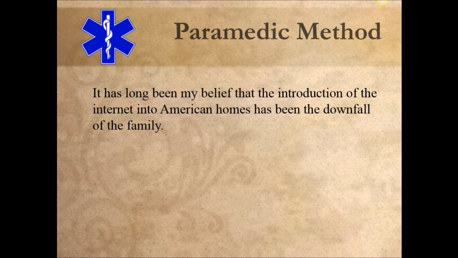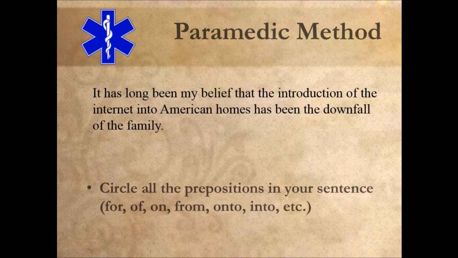The first step is to circle the prepositions. So in this sentence we have 3: of the internet, into American homes, and of the family. And the reason we do that is because once we know where the prepositions are, we know where we can take out some phrases. We can reverse some of those phrases and make them more active.